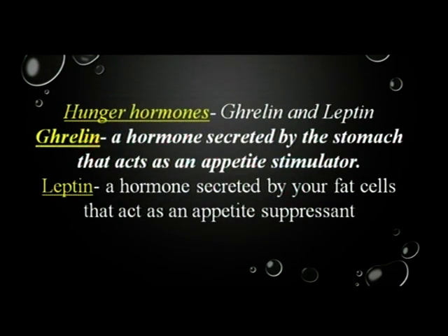Ghrelin is a hormone secreted by the stomach that acts as an appetite stimulator. Leptin is a hormone secreted by fat cells that acts as an appetite suppressant. Just before, I told you that an increase in ghrelin levels results in the sensation of hunger and the motivation to consume food.